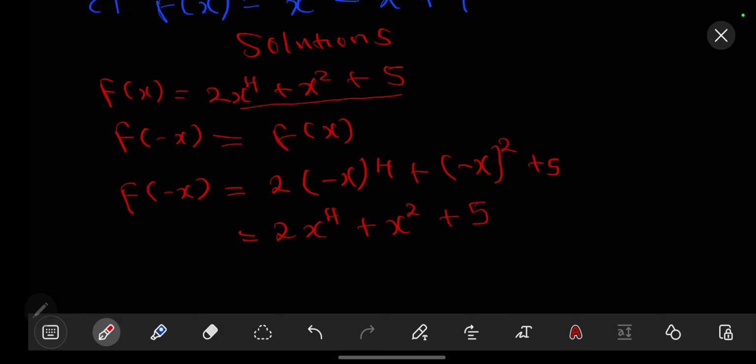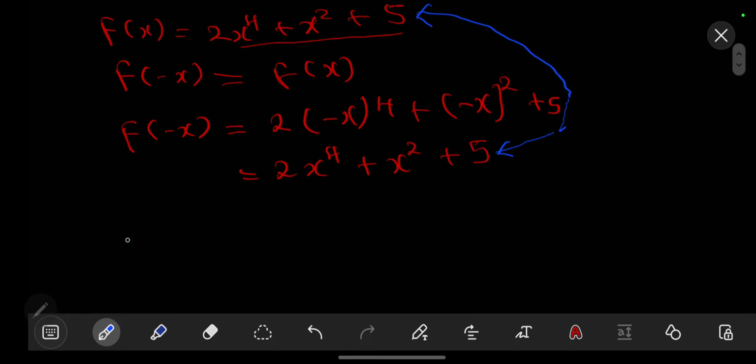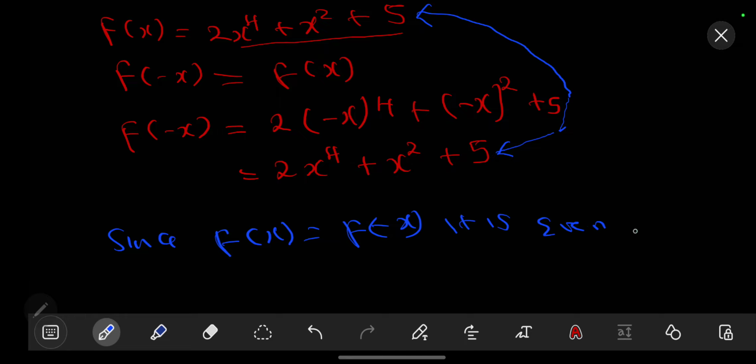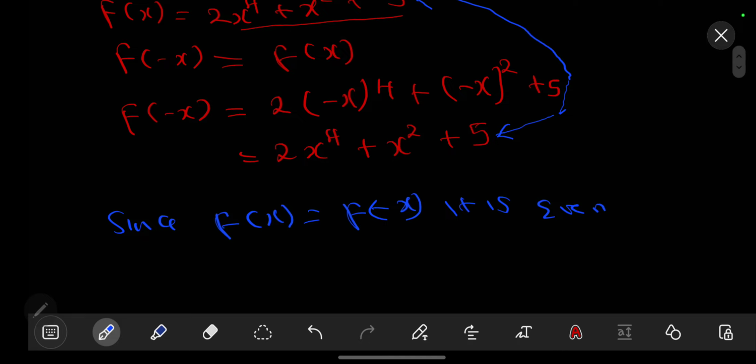So as you have seen, we have the same values. We have the same equation. Therefore, you can say that since f of x is equal to f of negative x, then it is even. So if you already know what you are proving, it's very much simple to answer the question. So you can end there for that one.